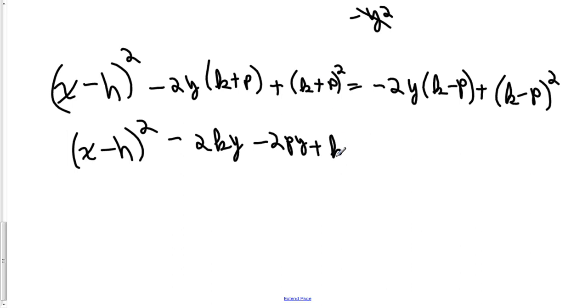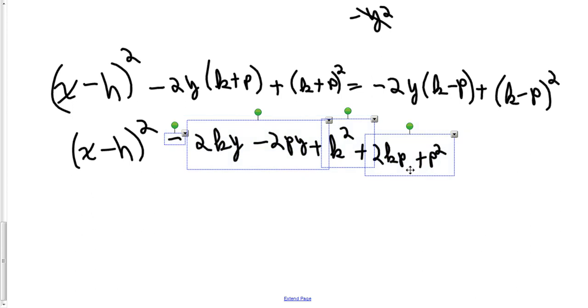And here, when I multiply this out, once again, I'm foiling this. I'm going to get k squared plus 2kp, and then plus p squared. I did that one shorthand. I didn't do the entire foiling. I just gave what the answer was going to turn out to be.